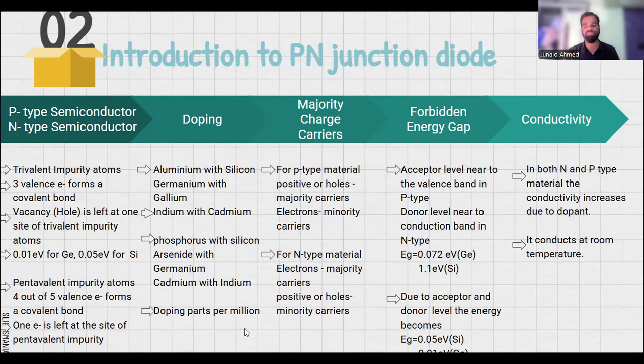Okay. So this is the brief explanation about the p-n junction diode. Whenever we add dopant impurity, it will change the properties of conductivity and resistivity. It starts to conduct electricity at room temperature itself.